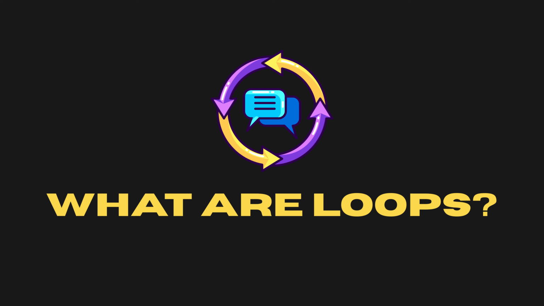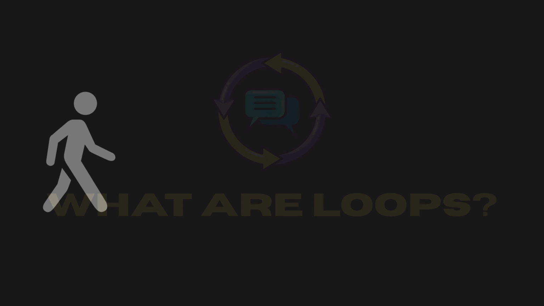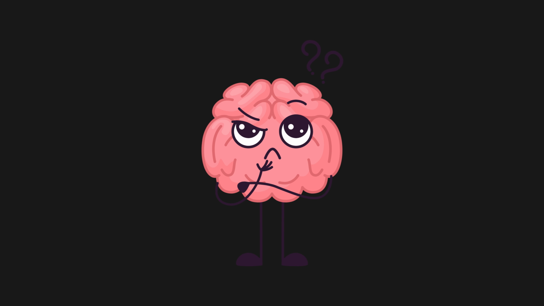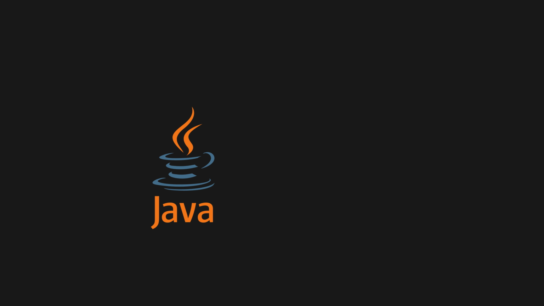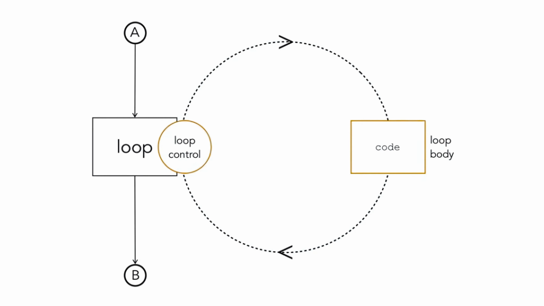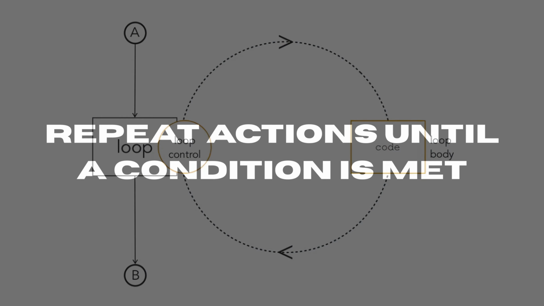So what are loops? Imagine this. You're trying to walk 10,000 steps. Without loops, you'd need to say step 1, step 2, step 3 and all the way up to step 10,000. That's very hard, right? So with loops, you just need to tell Java, keep counting until I reach 10,000. That's exactly what loops do. It will repeat the actions until a condition is met.